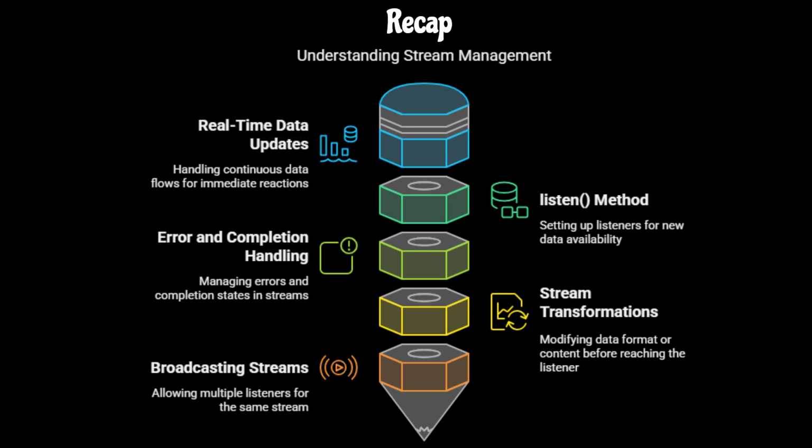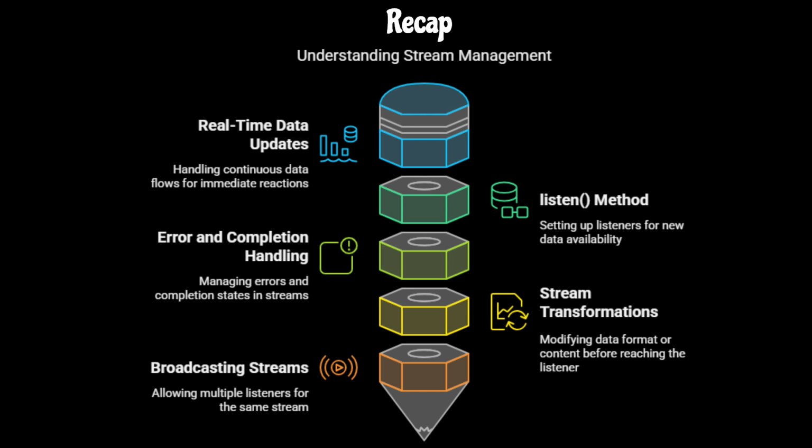Using listen. To start receiving data from a stream, we use the listen method. It sets up a listener that waits for new data and responds whenever something new arrives. Error and completion handling. It's important to manage what happens if something goes wrong. That's where onError comes in. It helps us catch and handle any issues. And when the stream finishes sending data, onDone tells us the stream has completed.